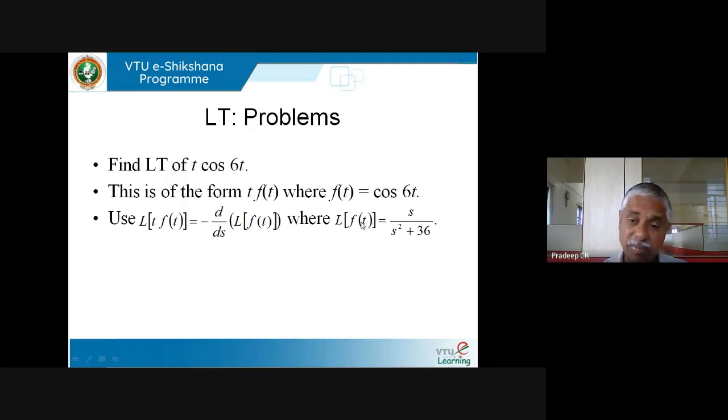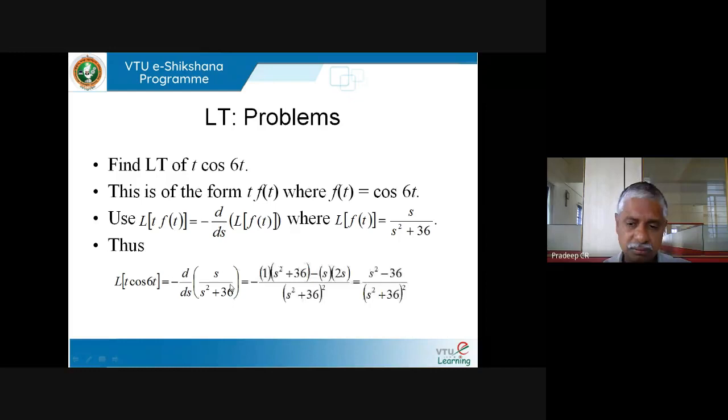The Laplace of cos 6t is s by s square plus 36. You differentiate this. So that's what it is. How do I differentiate this? Product, not product, what's this called? Quotient. Quotient rule is what you have to use. So I've done the details here, but I'm not going to spend time on this. I'm sure you know how to differentiate this.